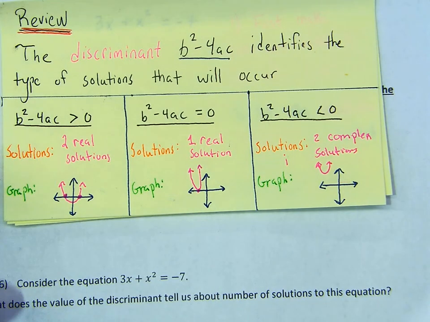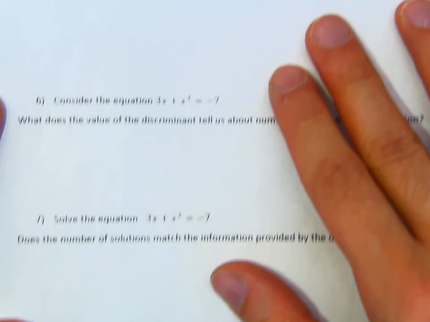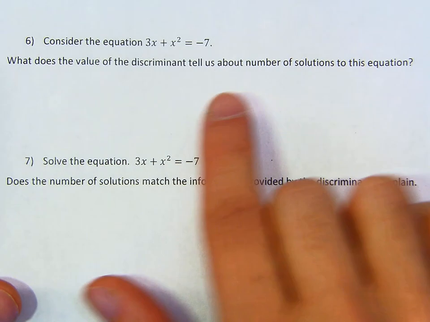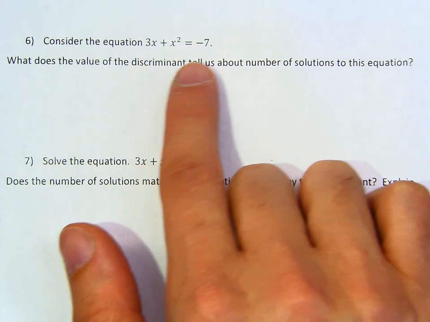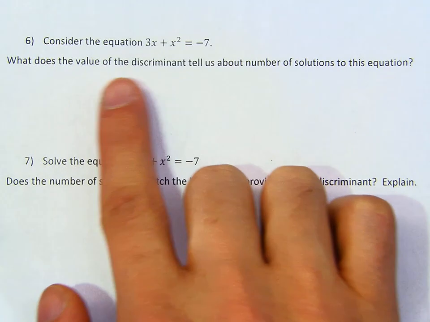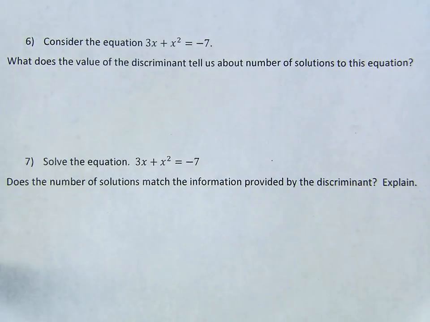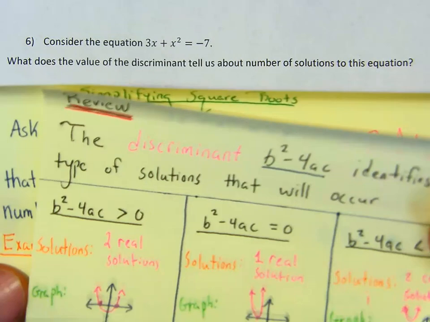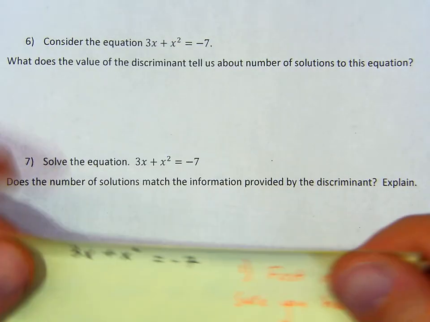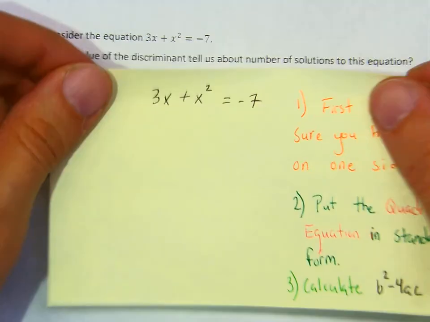Okay, so let's take a look at this page. Let's take a look at number 6. Here it says, consider the equation 3x plus x squared equals negative 7. It's asking, what does the value of the discriminant tell us about the number of solutions to this equation? So the idea is, first, what we want to do with this problem.